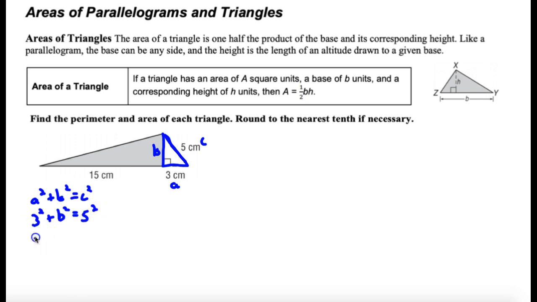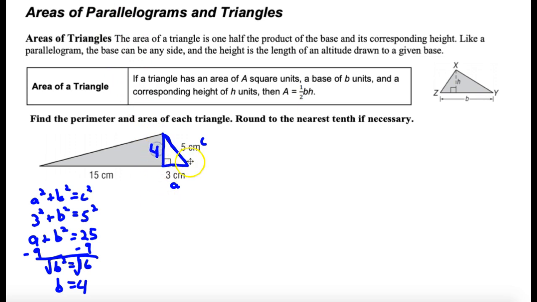Go ahead and square these values. So 9 plus B squared equals 25. Now to get B by itself, we'll subtract the 9 over and get B squared equals 16. And then if I take the square root of both sides, 16 is a perfect square, so we just get that B is 4. So this missing side here would be 4.